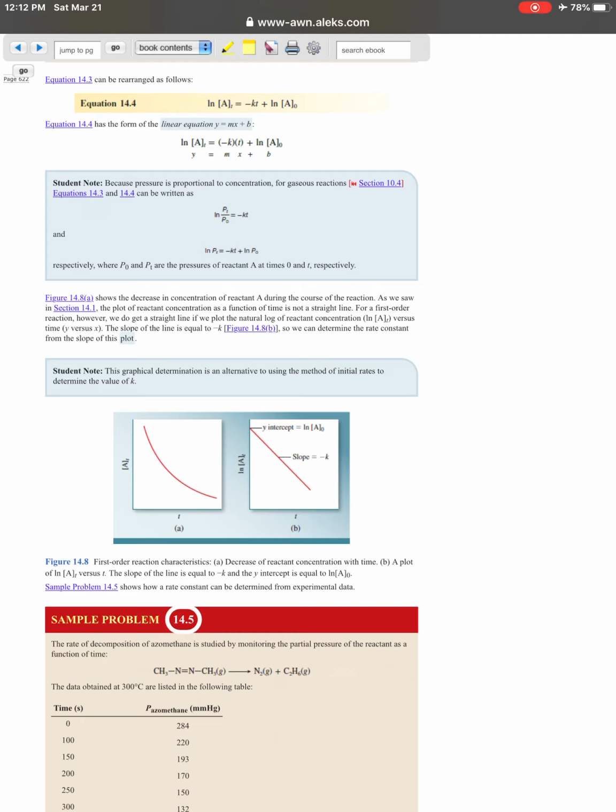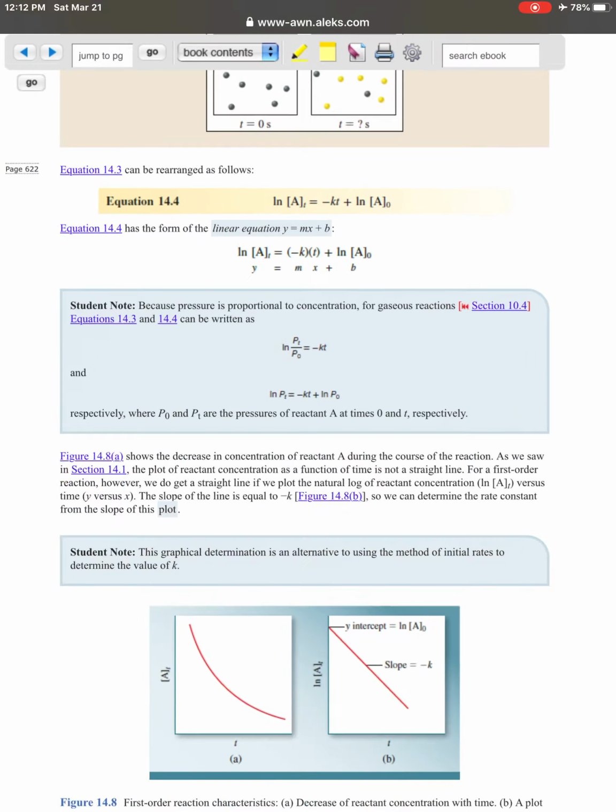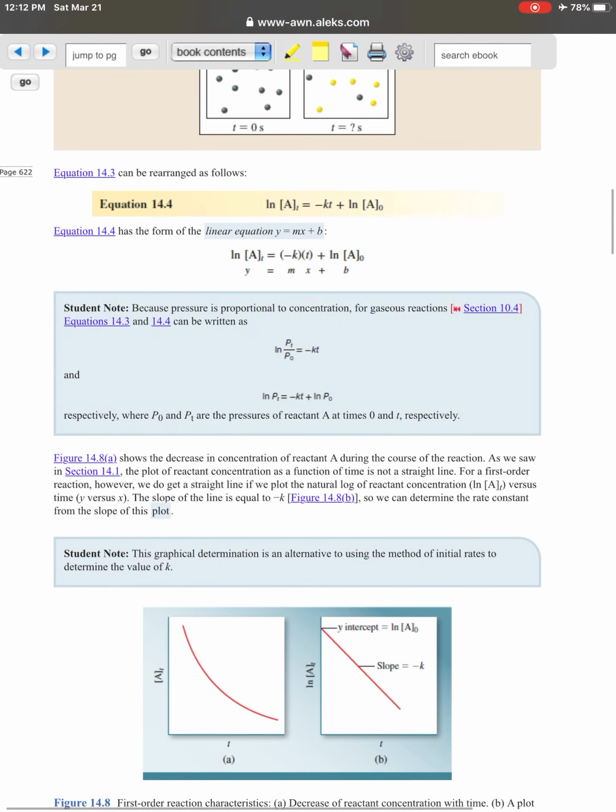Equation 14.3 can be rearranged as follows. Equation 14.4: natural log of the concentration of A at time t is equal to minus kt plus the natural log of the concentration of A0. Okay? Equation 14.4 has the form of the linear equation y equals mx plus b. Remember, that's the equation for a line from your algebra classes.